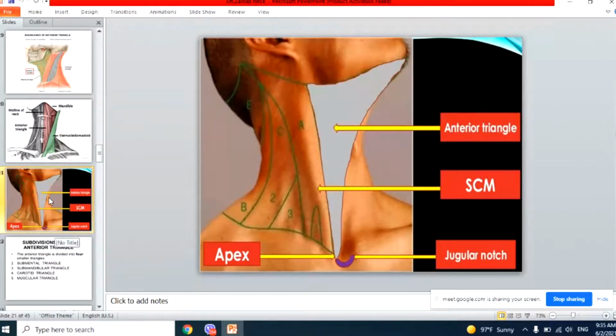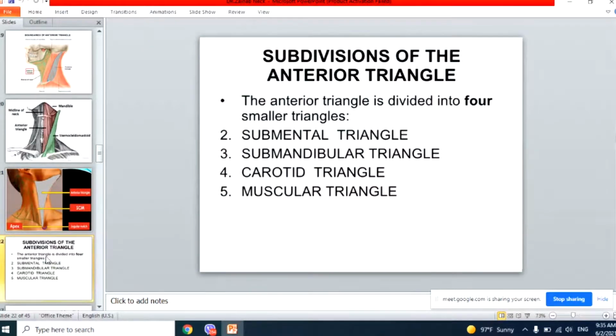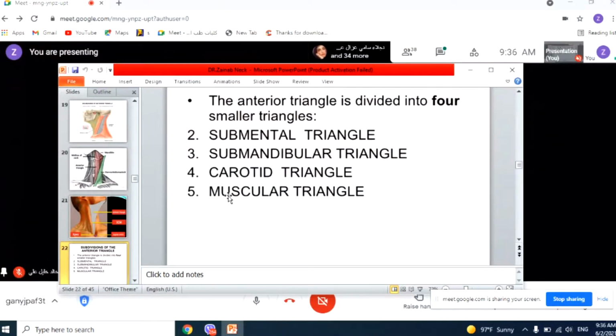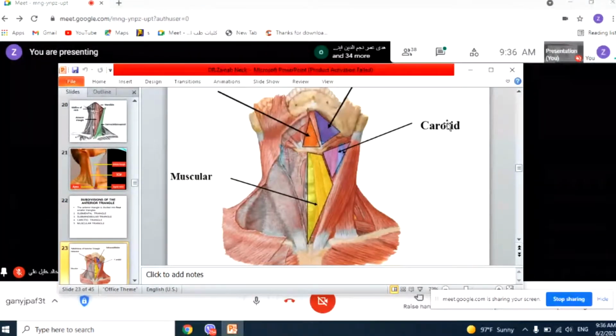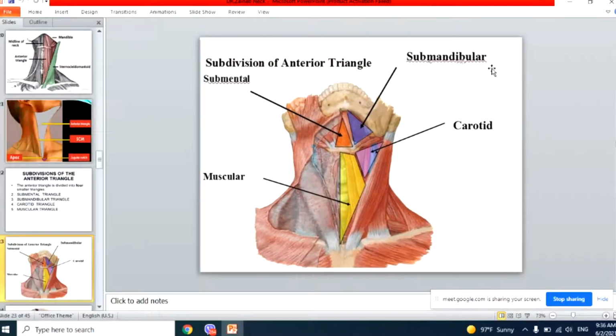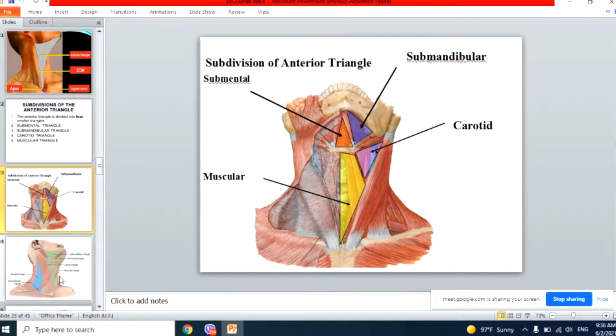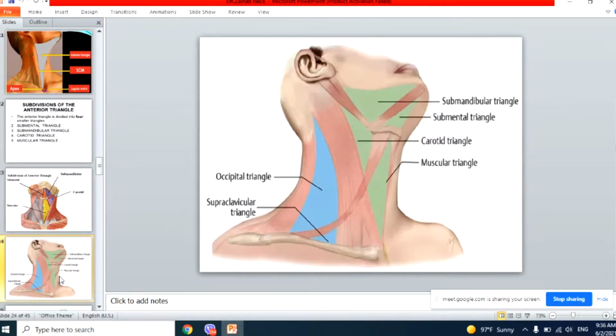This anterior triangle is subdivided into four small triangles. We have the submental triangle below the chin, the submandibular triangle below the mandible, the carotid triangle, and the muscular triangle. Now we talk about the boundaries of each of them.